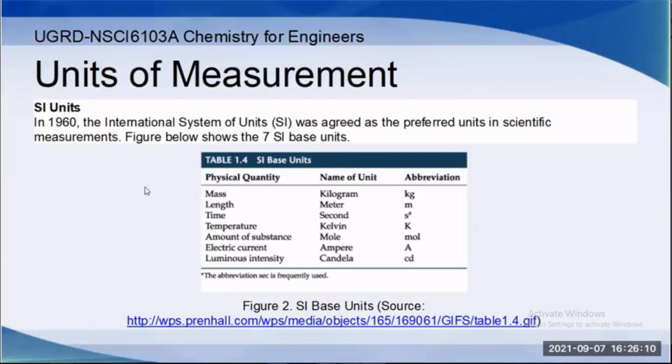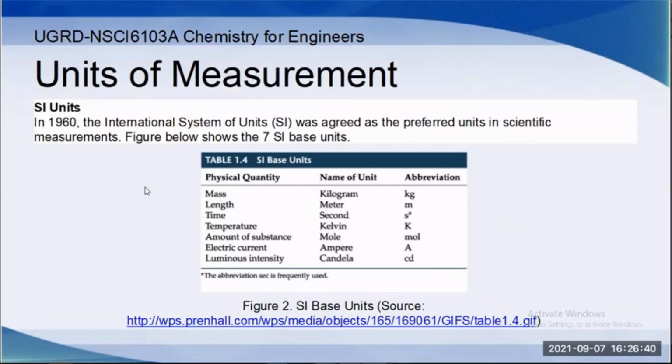I think one of the most popular countries that is still using English units is the United States of America. Most of the people there are still using English units. They're using miles for distance, Fahrenheit for temperature, pounds for weight, and so on and so forth. Why don't they comply with the international standards?